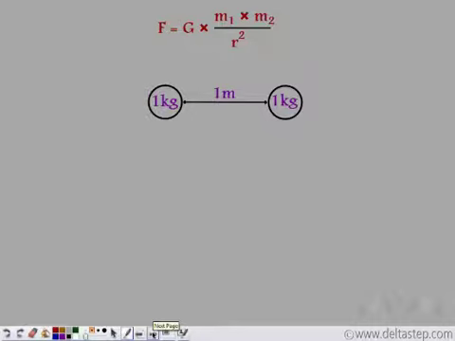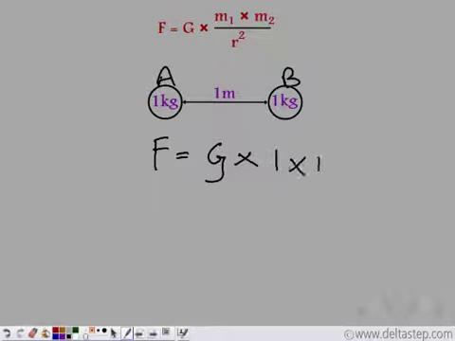If we have two objects, A and B, of masses 1 kg each, and if they are placed at a unit distance, that is 1 meter apart from each other, then what would be the value of F? Well, F would be equal to G into m1, which is 1 in this case, m2, which is 1 in this case, divided by r square, which is 1 square in this case. So what we get is G into 1 divided by 1 is equal to G. So F is equal to G.